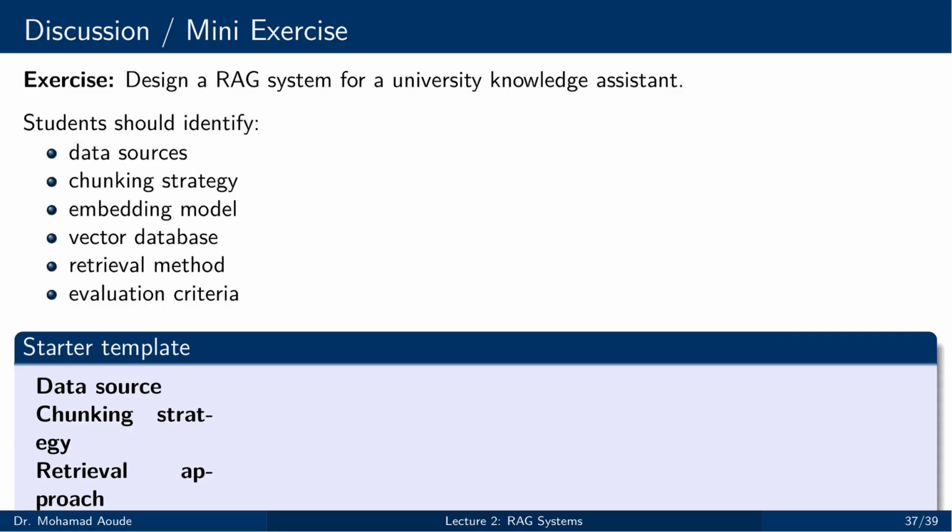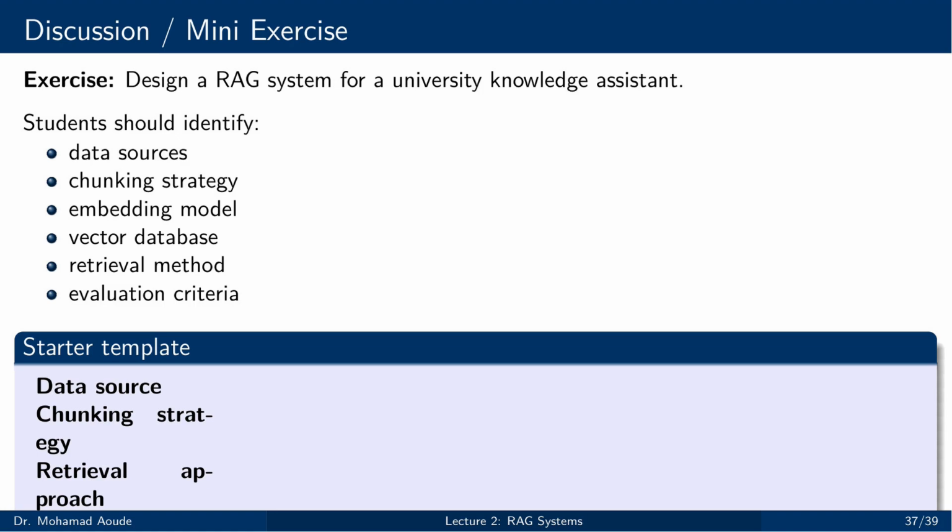Now it is your turn to think like architects. The exercise is to design a RAG system for a university knowledge assistant. Start by identifying the data sources. These might include lecture slides, course syllabi, regulations, announcements, frequently asked questions, and research documents. Then think about chunking strategy. Would lecture slides be chunked by slide, by heading, or by topic unit?